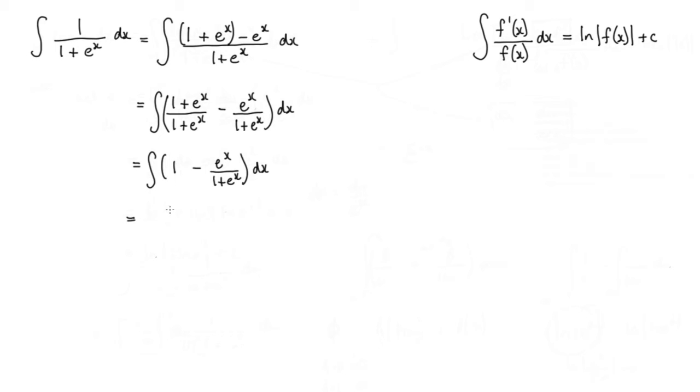And the integral of 1, well, that's simple enough, that's just x. And now we have this form here. When we differentiate the denominator, we do get the numerator, e to the x. So the integral of this is simply log of the denominator, which is 1 plus e to the x, plus the constant of integration.